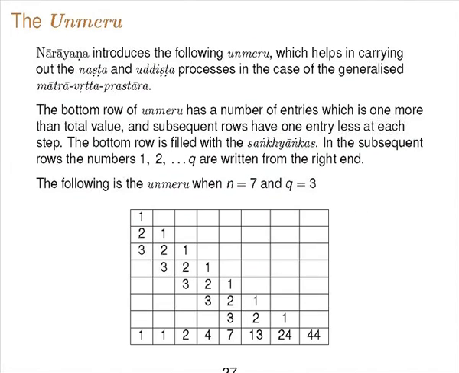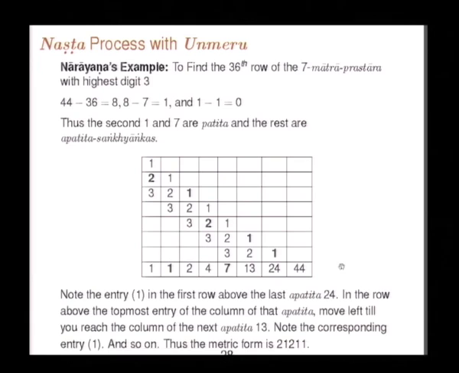So you put these Sankhyankas 1, 1, 2, 4, 7, 13, 24 at the bottom, and from the top write 1, 2, 3 to the left. You are considering q is equal to 3, so you write 1, 2, 3 to the left. Now this is the Meru, it has been constructed. Now how do we use it to solve the Nashta problem? So what is the example of Narayana? Find the 36th row of the 7 Matra Prastara with highest digit 3.